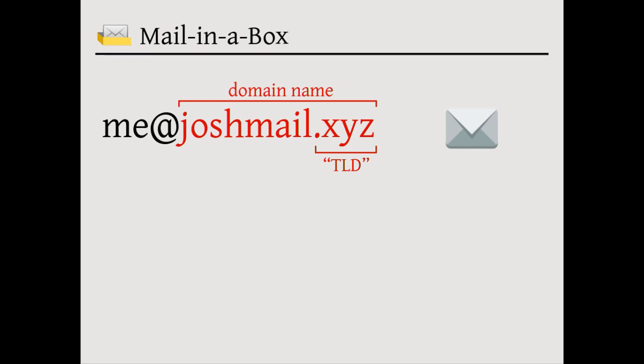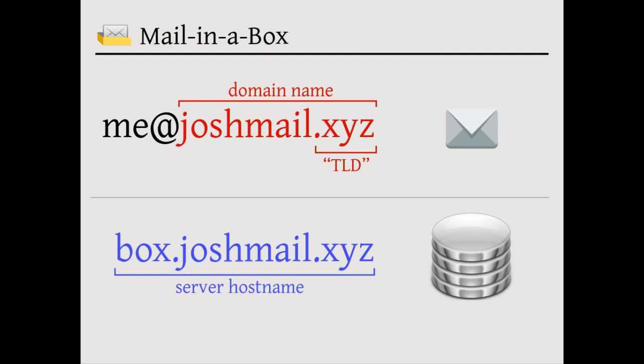The next thing you need to know is that your server is going to have a name. Its name should be box plus a period plus your domain name. In this example, the server's name will be box.joshmail.xyz. This is also going to be the address on the web for your mail services. Let's get started by buying a domain name.